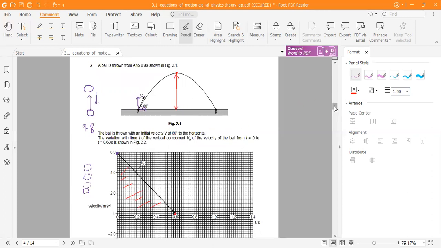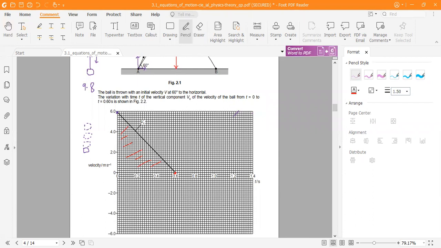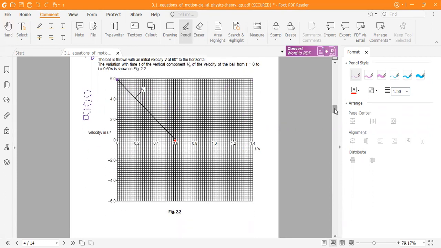If I find the area under the graph quickly, I can do 1 by 2 multiplied by 0.6 into 6, and I will get my answer, which will be around, I think, 0.18. No, 1.8, maybe. Then I will plot another triangle over here in the same way so that the area is equal. The purpose is to get the area equal.